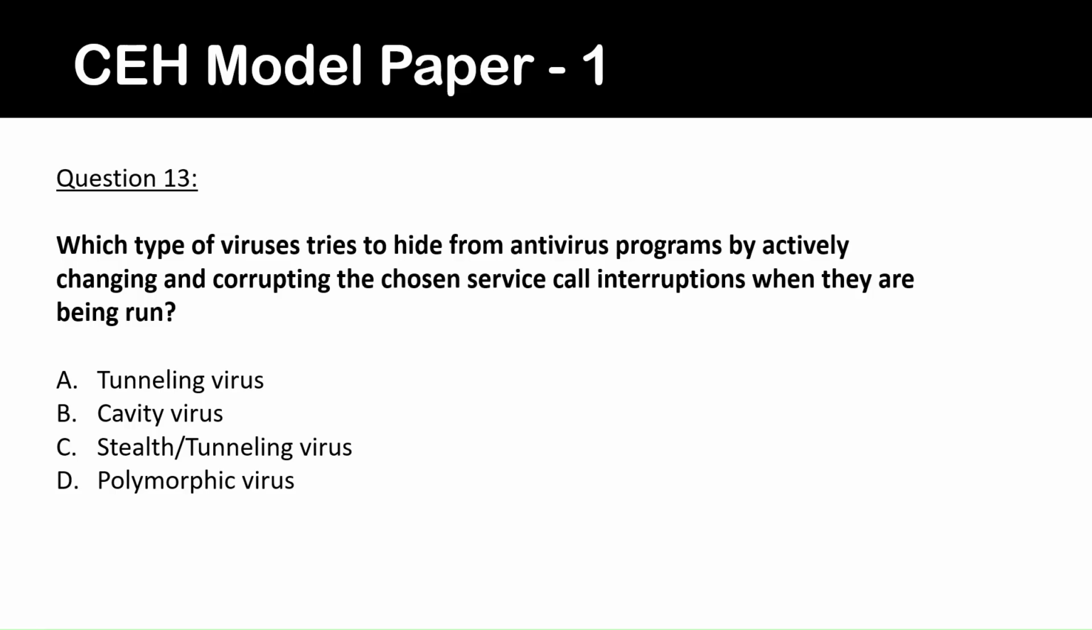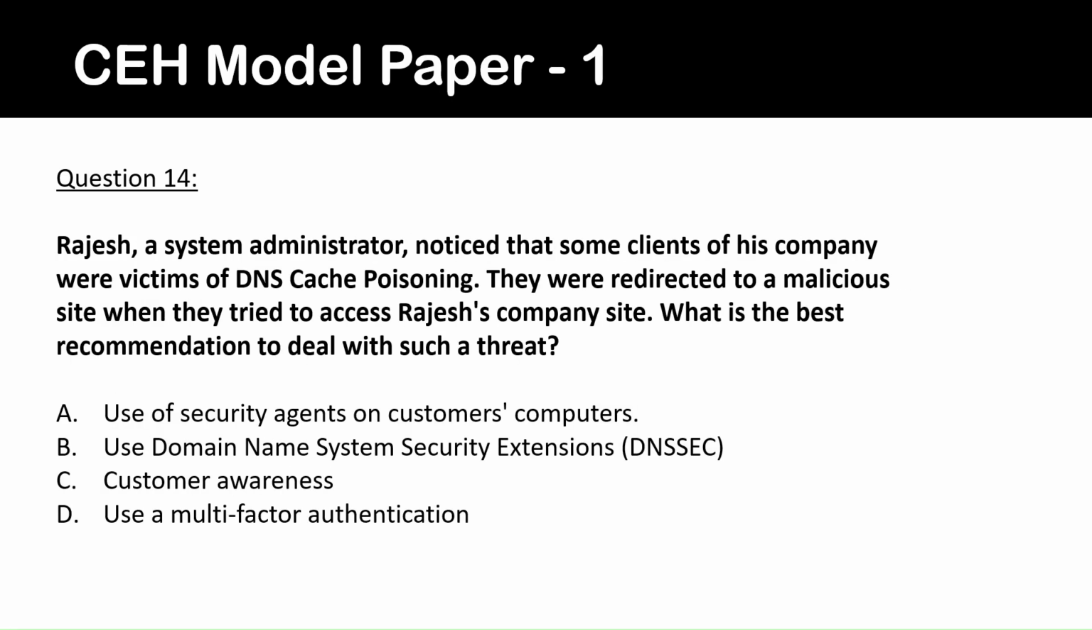Question 13. Which type of virus tries to hide from antivirus programs by actively changing and corrupting the chosen service call interruptions when they are being run? The options are A. Tunneling virus, B. Cavity virus, C. Stealth/tunneling virus, D. Polymorphic virus. The answer is C. Stealth/tunneling virus.